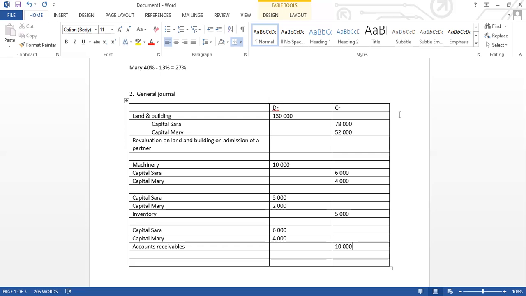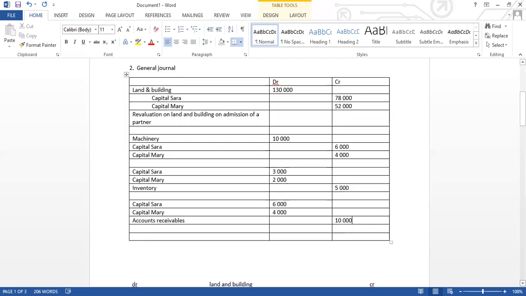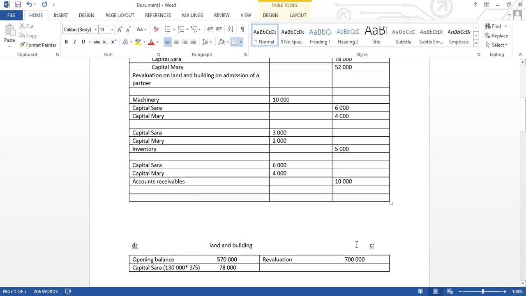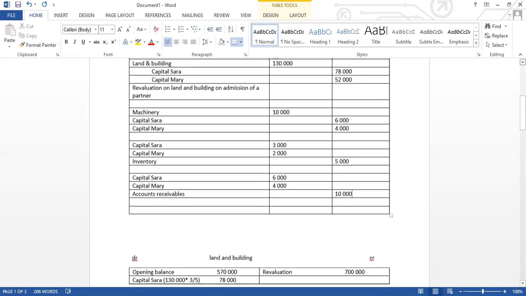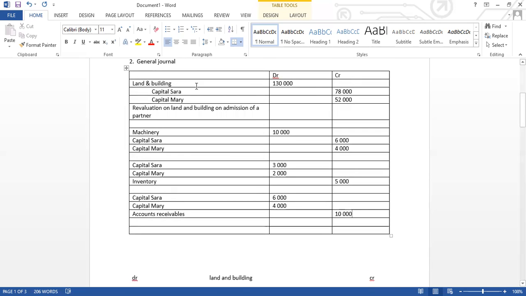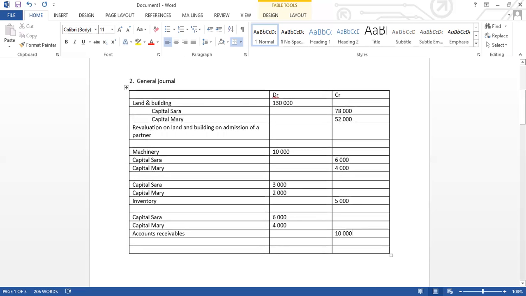And please, if you are given a test or exam, I advise you, if you are not told to do the general ledgers, please do not do them. You can actually do a general journal without even drawing up your ledger accounts. The only thing you need to know is when to debit your capital accounts and when to credit your capital accounts. If you know all that, then you can even just do your distribution calculations here. For instance, here you have 130,000. You can even just do your calculations here.